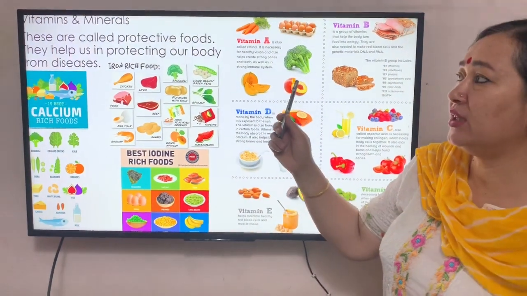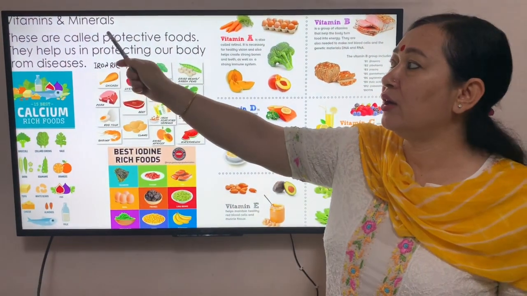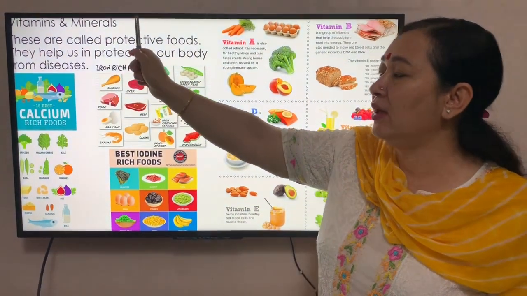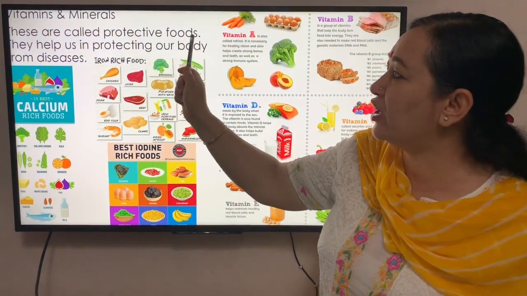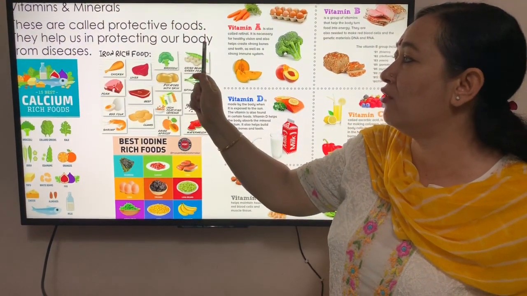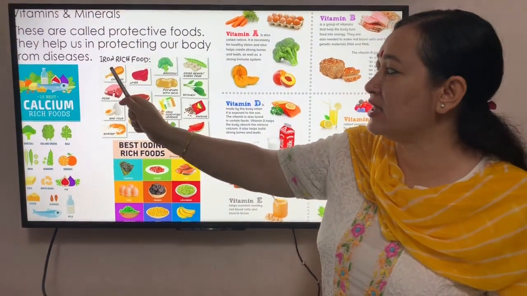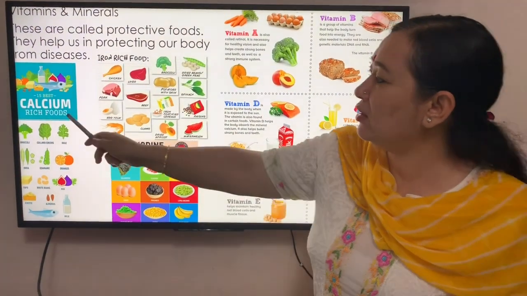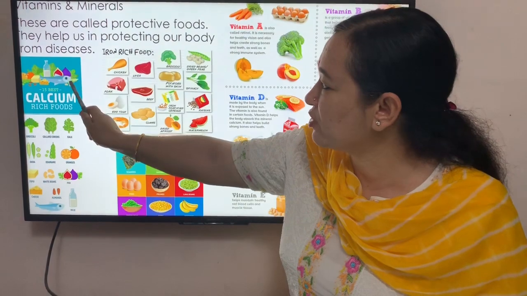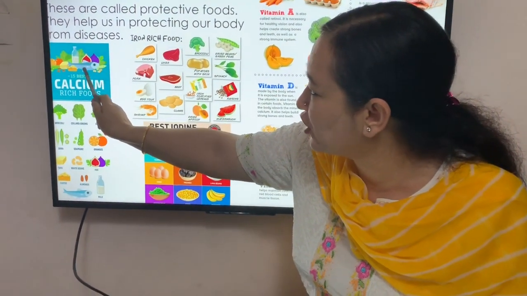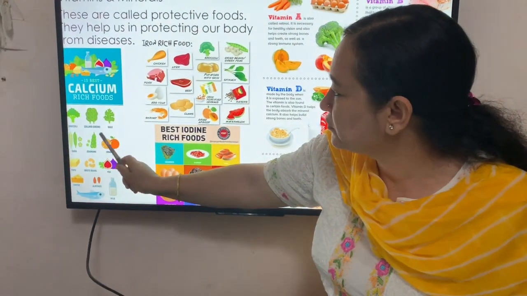Now, the next category of components of nutrients are vitamins and minerals. These are called protective foods. They help us in protecting our body from diseases. So you can see here it is calcium. These are calcium rich foods. You can see milk, fish, corn, etc.